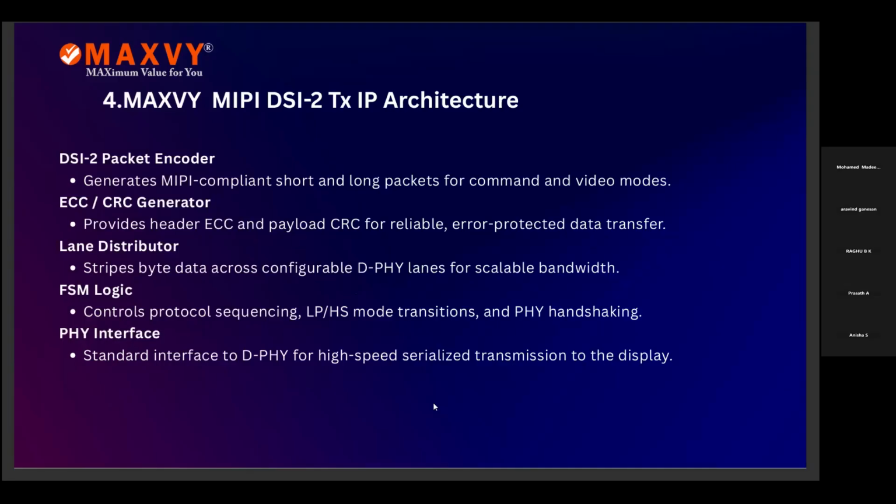The lane distributor stripes byte data across configurable D-PHY lanes for scalable bandwidth. The FSM logic controls the protocol sequencing, basically low power or high speed mode transmissions, and the physical handshaking. Then the physical interface: the standard interface to D-PHY for high speed specialized transmission, which helps with display handling. So overall, the control interfaces include video input processing, protocol handling, lane management, and physical layer compatibility.